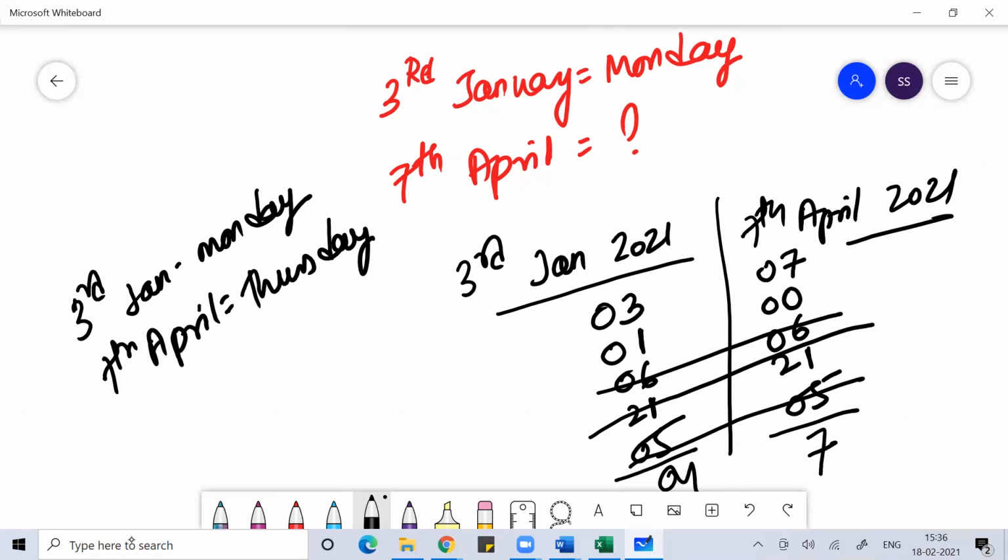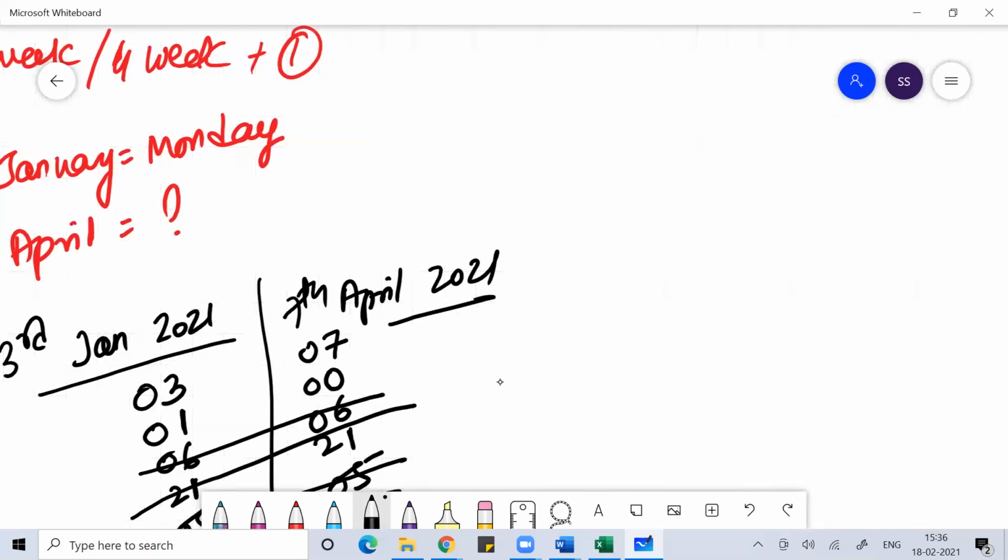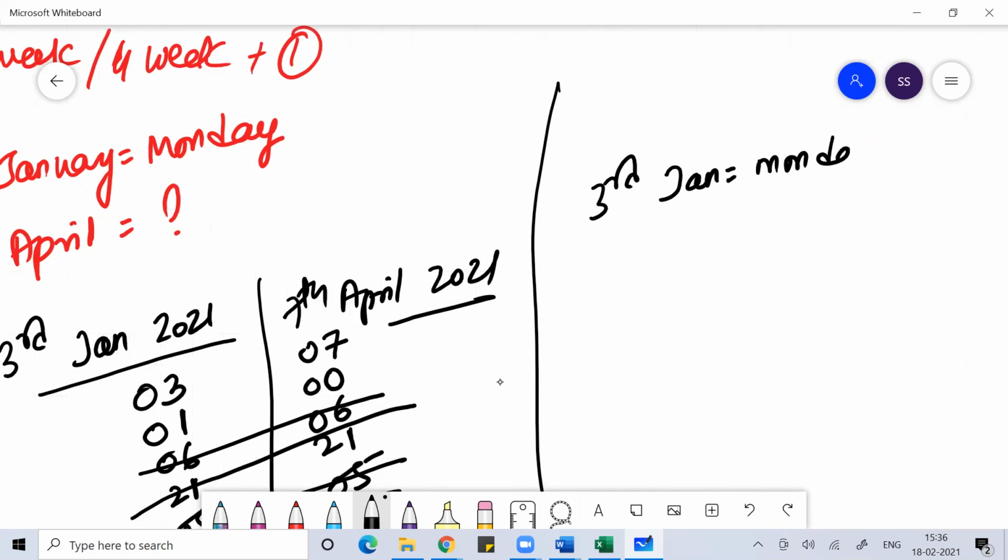Now, if you say we want to do a logical approach, you can solve this question logically also. So logically, how will you solve? 3rd January is Monday. So if 3rd January is Monday, then 3rd February. Between 3rd January and 3rd February, how many days came? January has 31 days. So 31 days came in between.